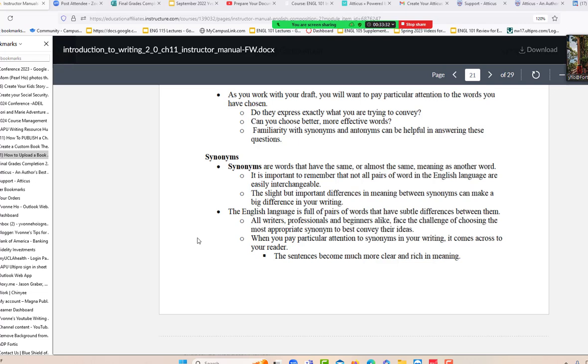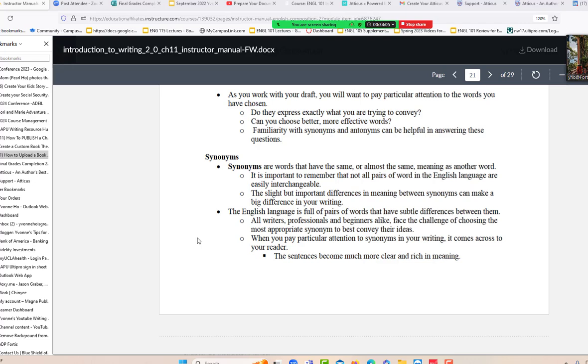Synonyms are words that have the same or almost the same meaning as another word. It is important to remember that not all pairs of words in the English language are easily interchangeable. The slight but important differences in meaning between synonyms can make a big difference in your writing. The English language is full of pairs of words that have subtle differences between them. All writers alike face the challenge of choosing the most appropriate synonym to best convey their ideas.